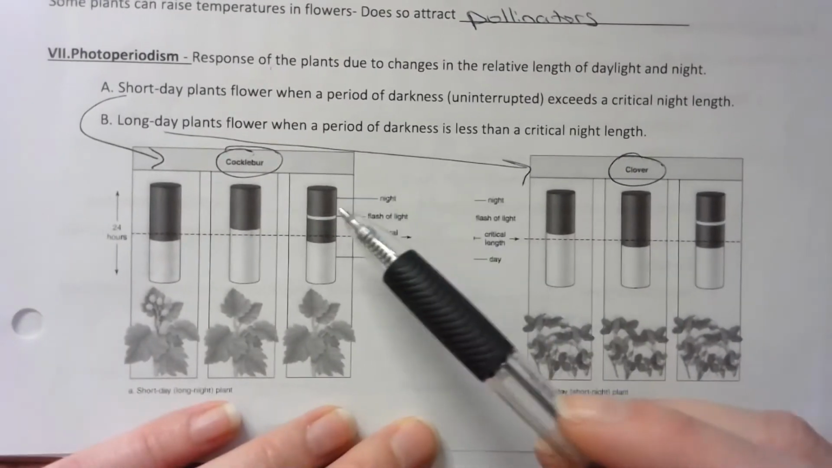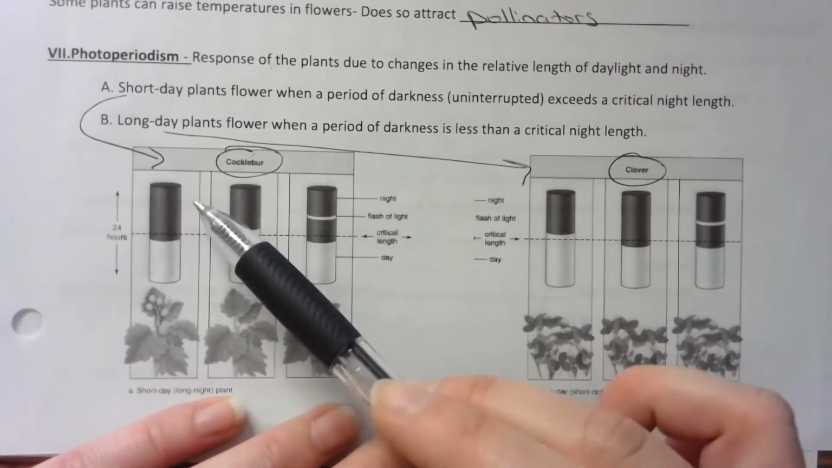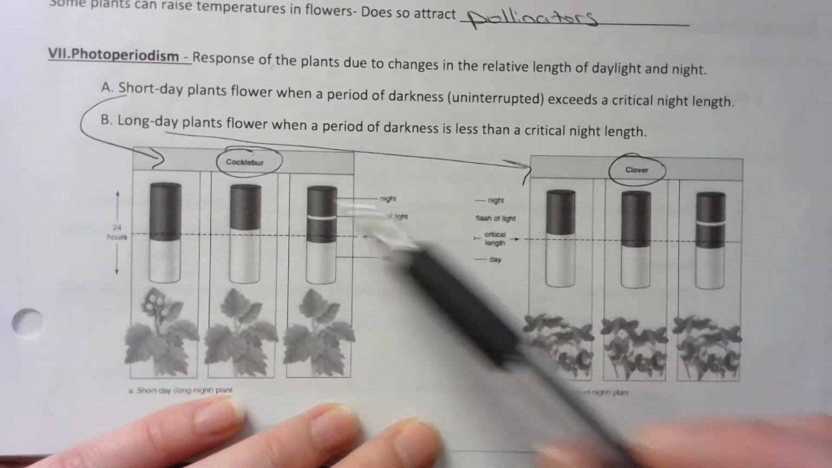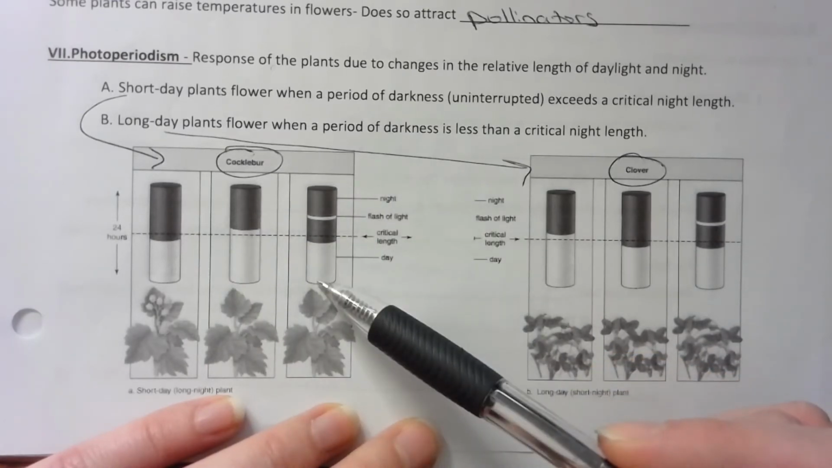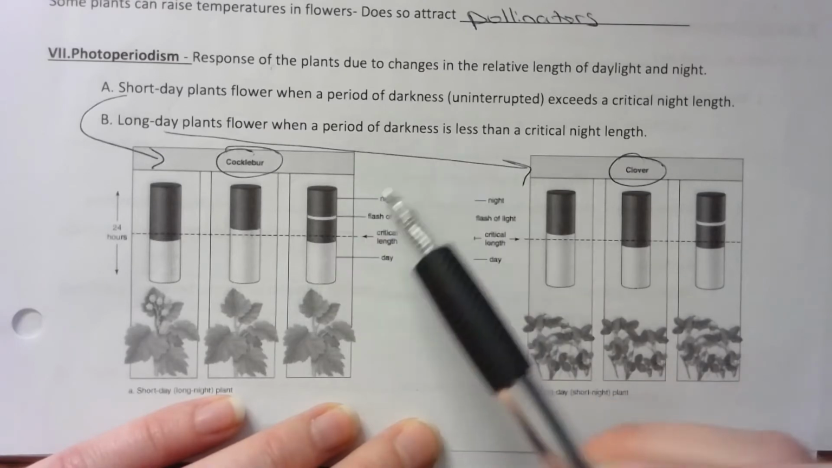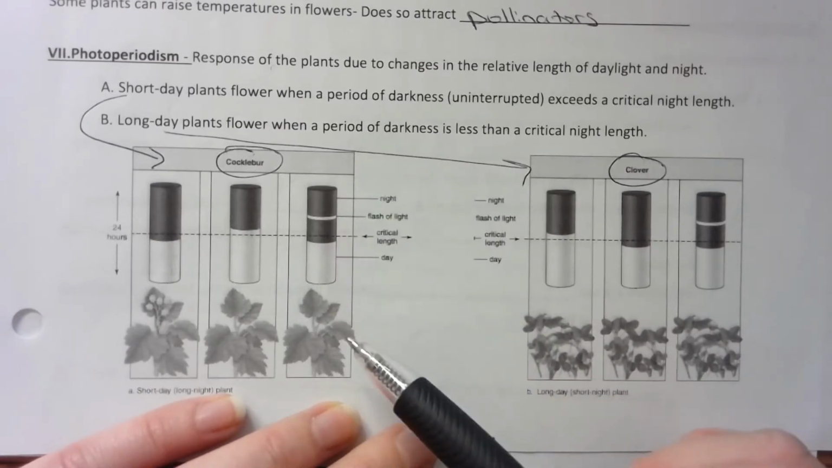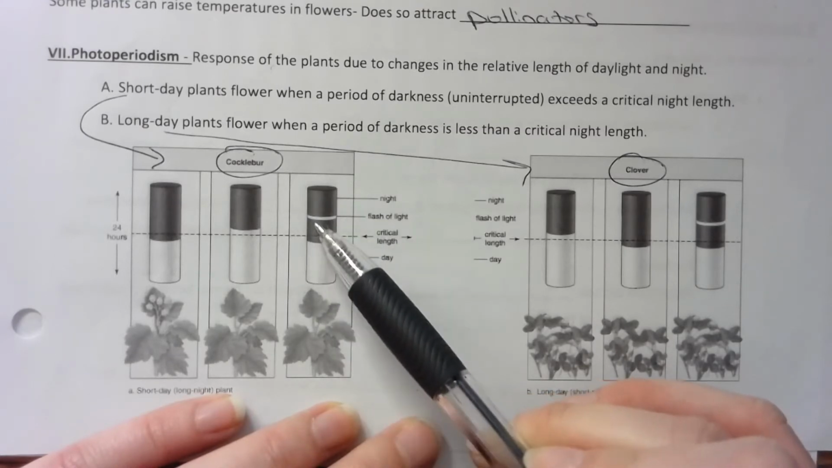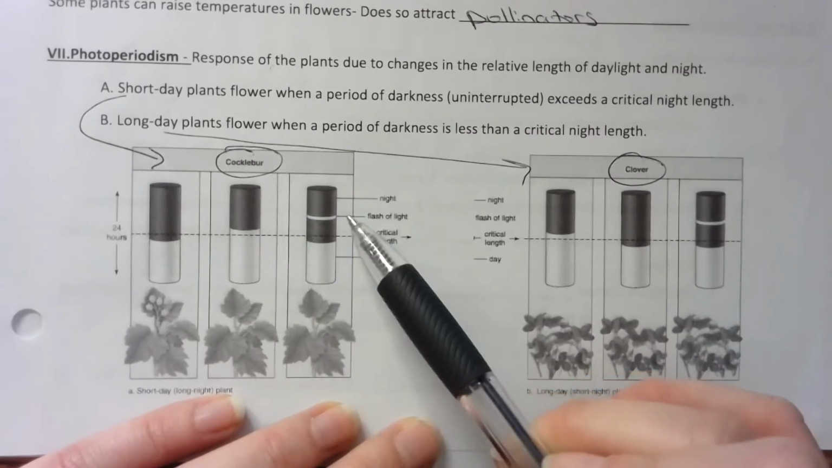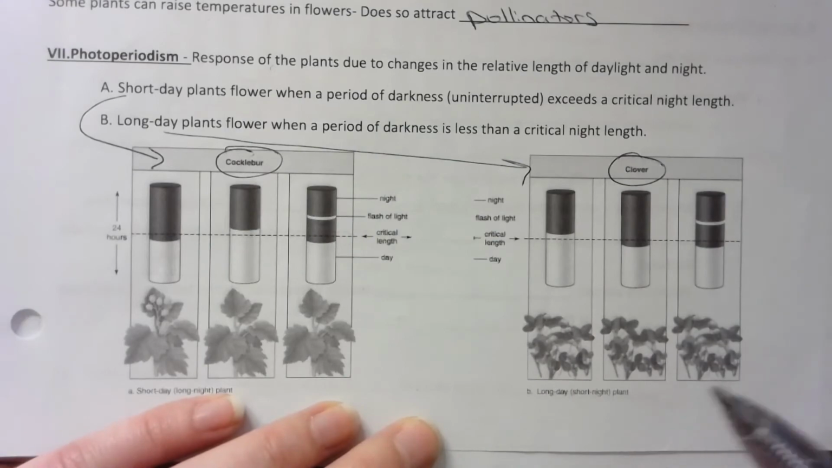Then they did an interesting experiment where they gave it the normal situation. They gave it what it wanted, a short day, long night, but then they had a flash of light and it didn't flower. So even interrupting it just a little bit with the light and it won't flower still.